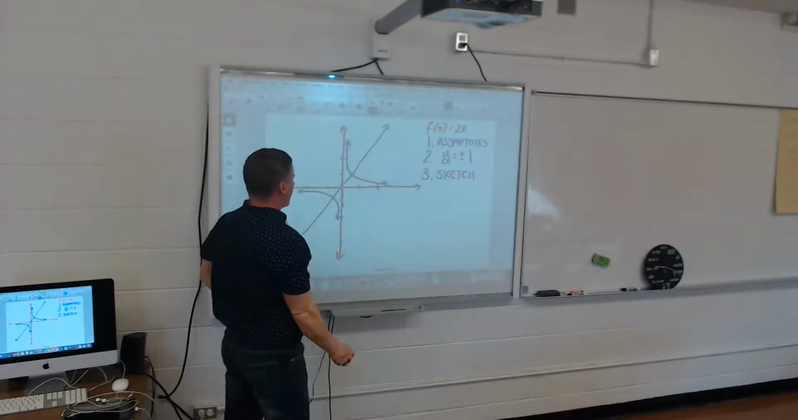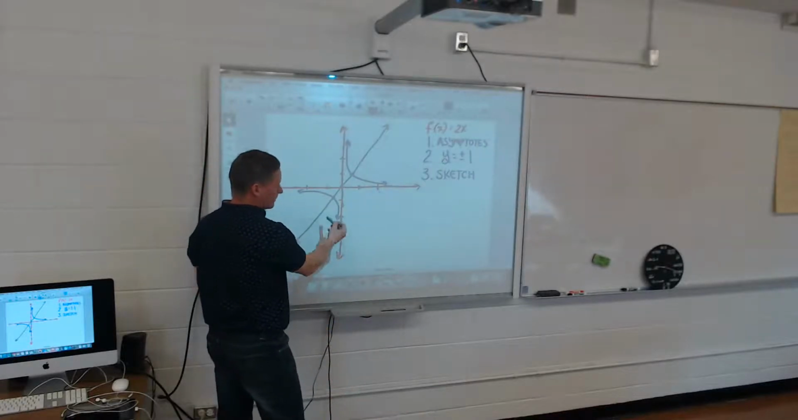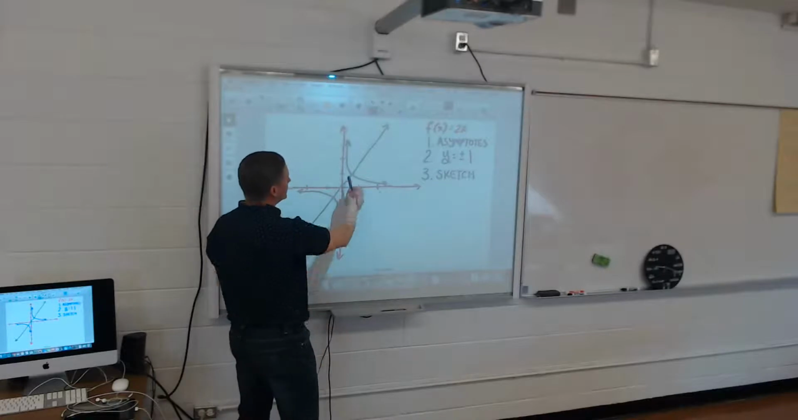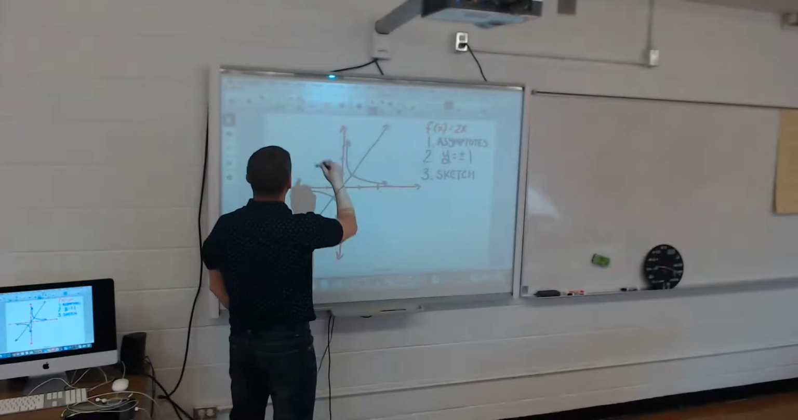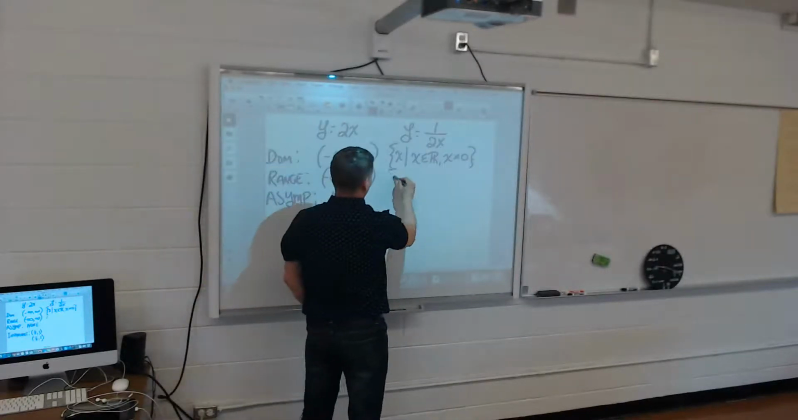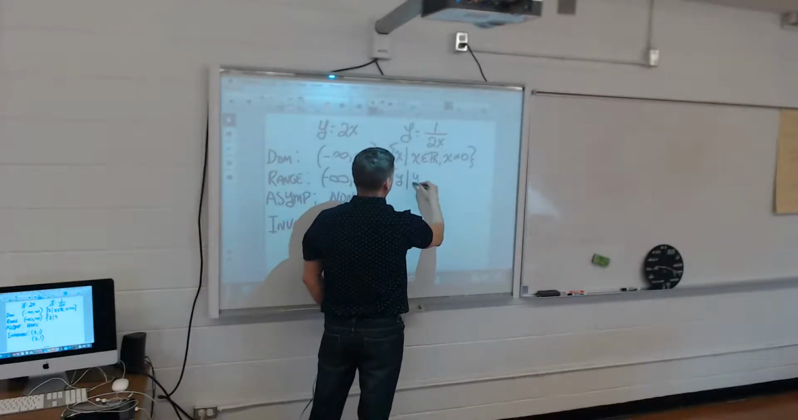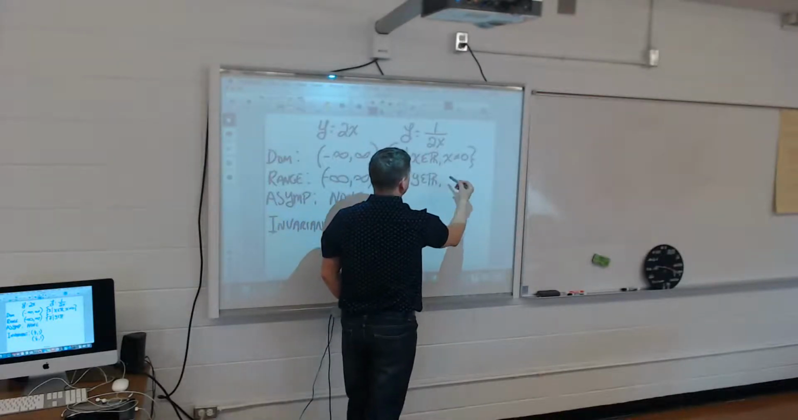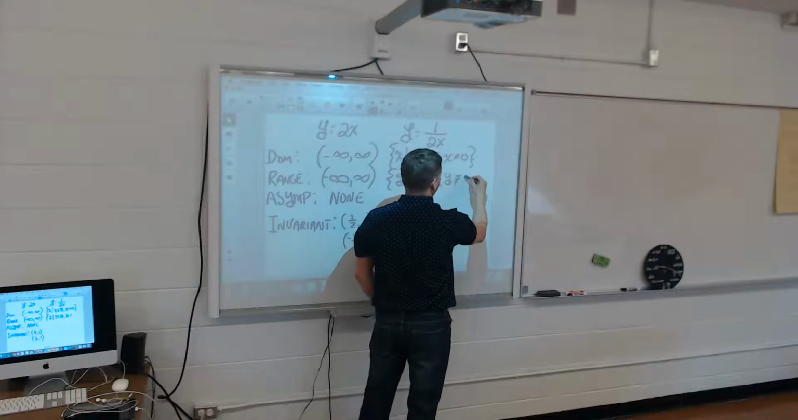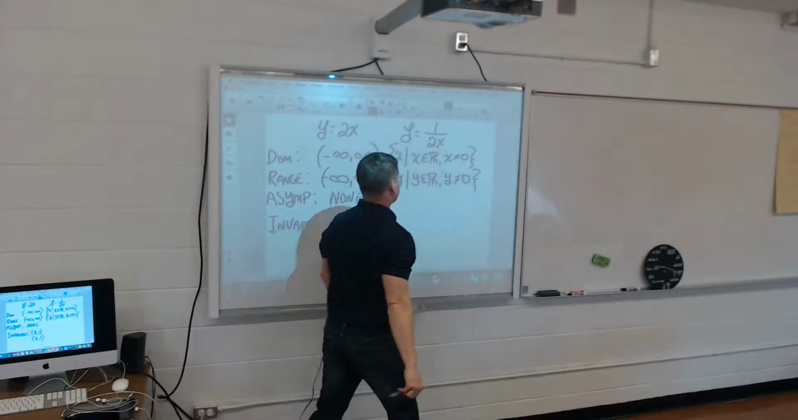Same thing for y. How low does it go? Negative infinity. How high does it go? Positive infinity. So, y such that y is an element of all real numbers, y cannot equal 0.